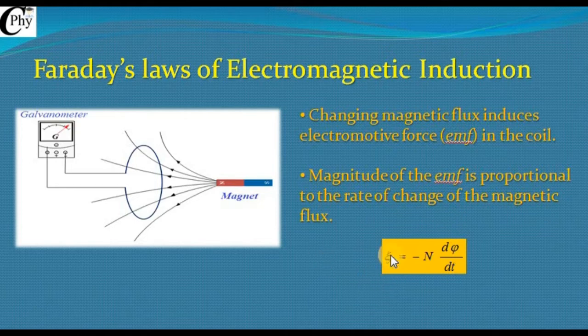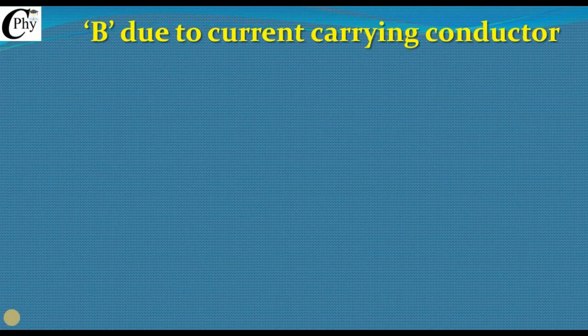So guys, here ε is the EMF induced in this coil and dΦ/dt is the rate of change of flux passing through this coil. And here N is the number of turns of this coil. Suppose there are two turns, so you have to put 2 here. And this negative sign says that the direction of this induced EMF opposes the rate of change of magnetic flux.